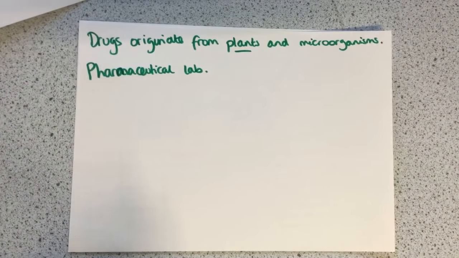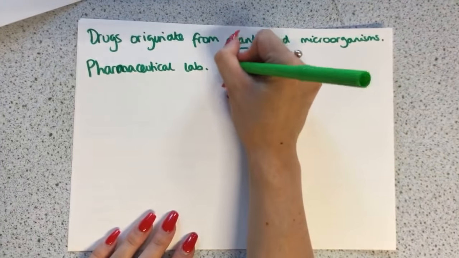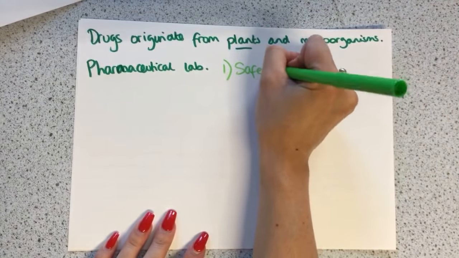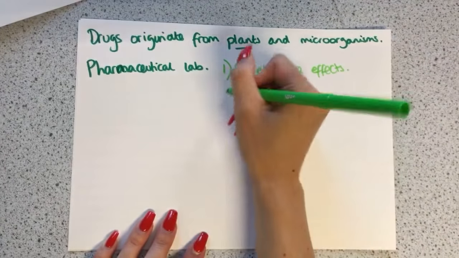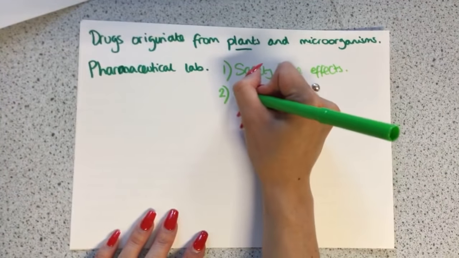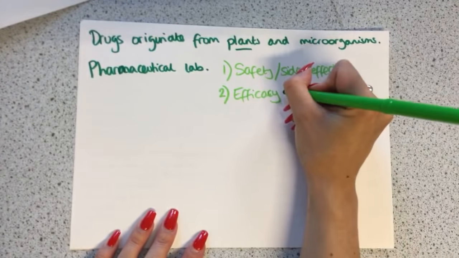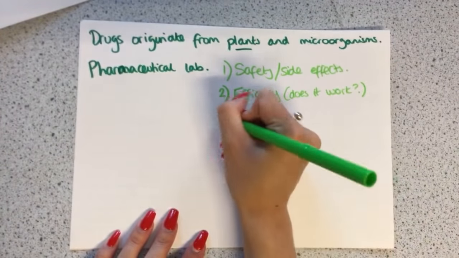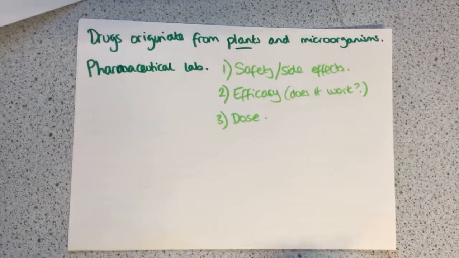So in a pharmaceutical lab, you have to do drug tests before use. We have to test for 3 reasons. The first reason is to test for safety or side effects. Do not use that as 2 different answers. They are the same answer. The second one is to check if it actually works, which is called efficacy. So if it works. And finally, we have to test for the dosage, to see what the correct dose is.